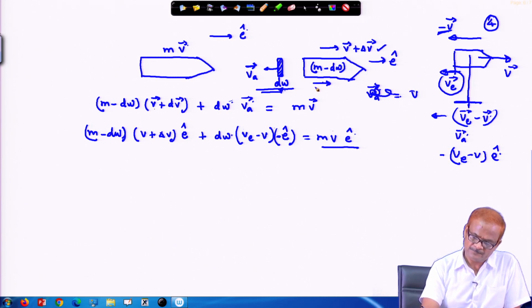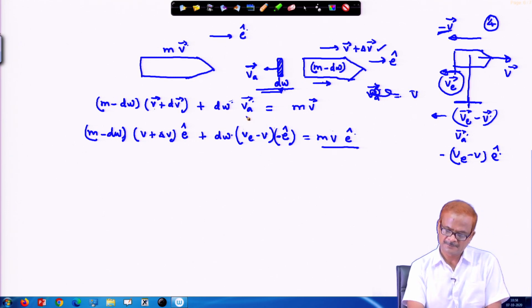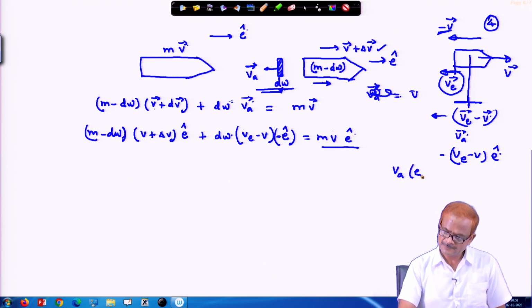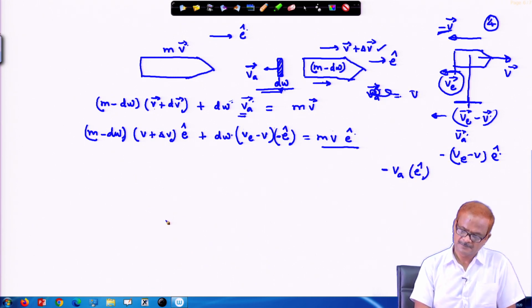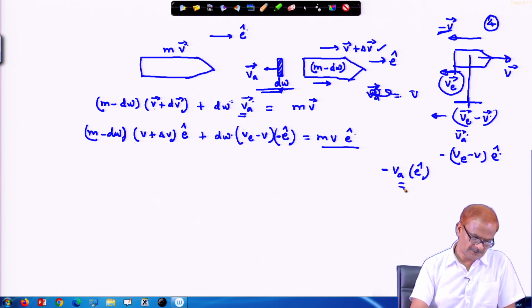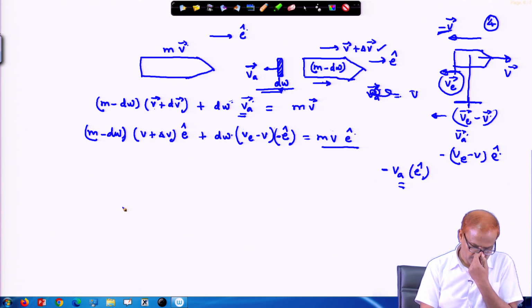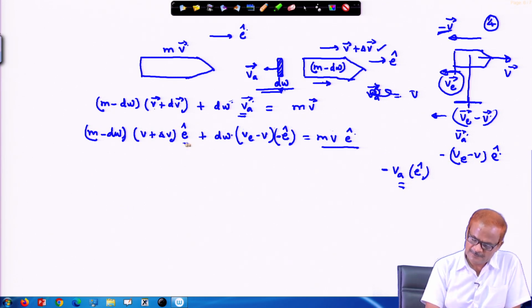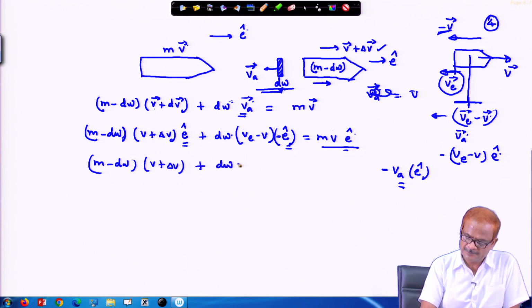So, here the way we have written, I could have also written as v a times e cap with a minus sign here in this place, and then v a simply replacing it by v minus v. Now, expand it. So, you can see that we can remove this, only this quantity remains, v plus delta v plus dw times v minus v, and here this will come with a minus sign m v.